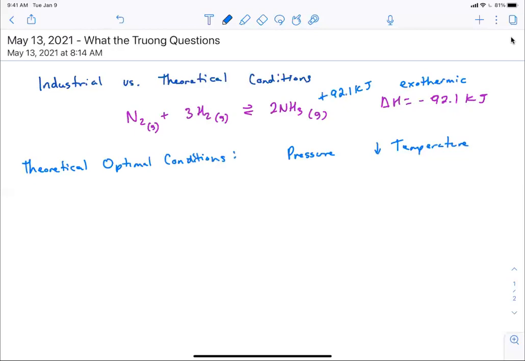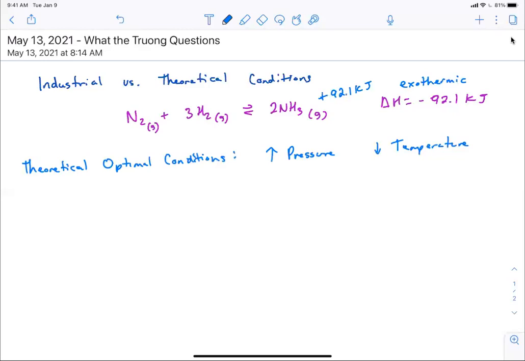What kind of pressure would you want to maximize the amount of ammonia here? Because the left side has more molecules. So how does low pressure help you? You had the right concept, but the wrong application. With pressure, as you increase pressure, you want to shift to the side with fewer gas molecules because there's less space, and so there are more collisions. You want to minimize the number of gas molecules present in equilibrium. So you want a high pressure here.